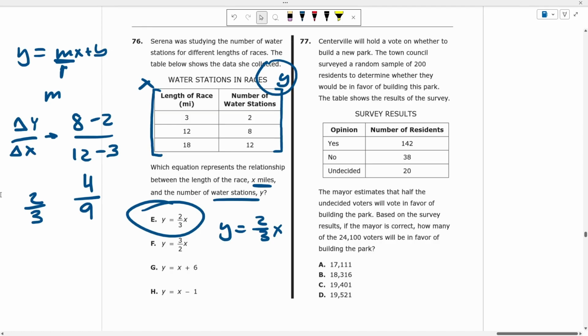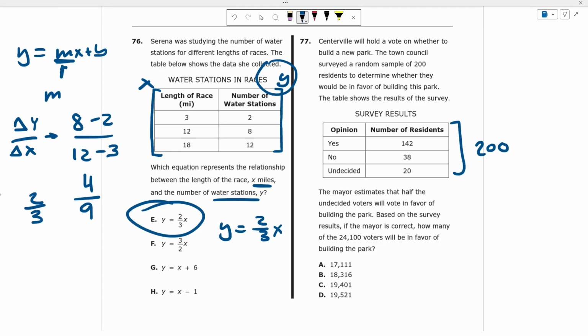The town council surveyed a random sample of 200 residents to determine whether they would be in favor of building this park. The table shows the results of the survey. In total, all of these add up to 200 people. The mayor estimates that half of the undecided voters will vote in favor of the building. Based on the survey, if the mayor is correct, how many of the 24,100 voters will be in favor of building the park?